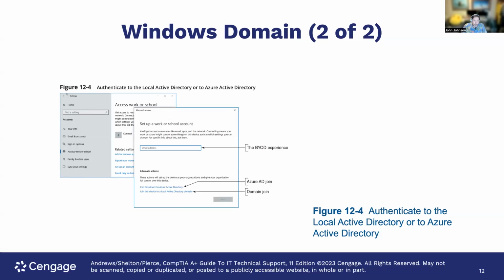So for a domain-based setup, if you're in a big company, they're going to be controlling the resources centrally. So you're going to either use the Azure version of it, the cloud-based version, or you're going to be doing it using a local Windows server, and that's going to be the domain join down below.